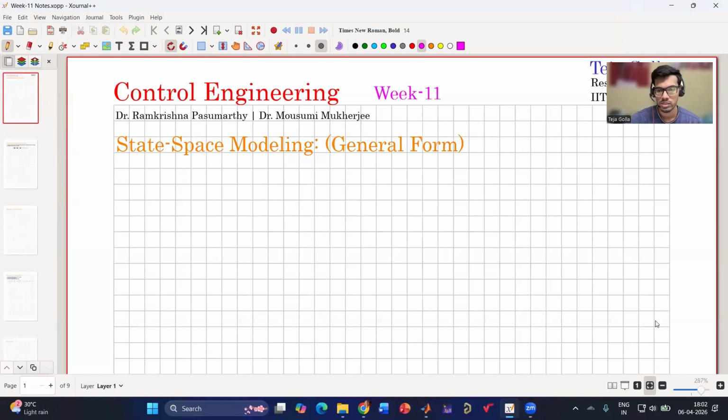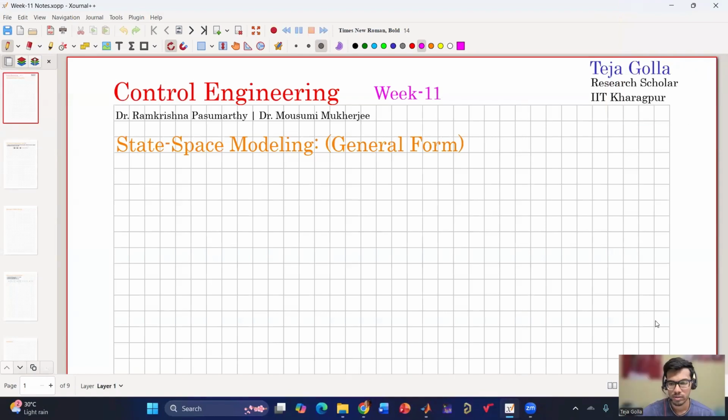I hope you can see my screen. In this lecture, we are going to discuss state space analysis. First we'll see why state space modeling is needed, when we have already learned how to design controllers using the transfer function based approach as well as the root locus based approach. So why is it needed in the first place?